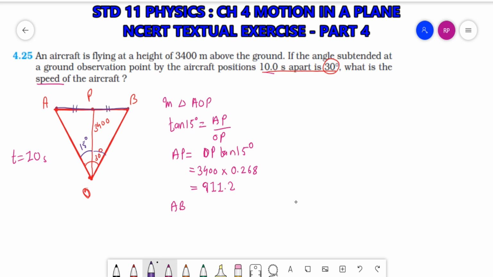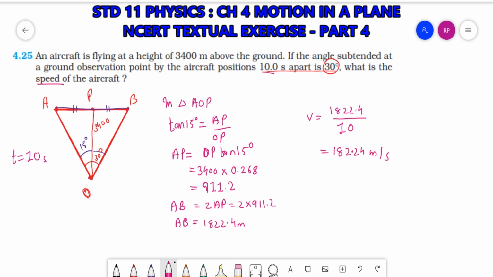Both distances will be the same. So this will be equal to 2 times AP, so 2 into 911.2. That will be the distance AB, equal to 1822.4 meter. So the speed of the aircraft is the path length, 1822.4, upon the time, 10 seconds, which is equal to 182.24 meter per second. Okay, clear? So this is the speed of the aircraft. Just note down question number 4.25.